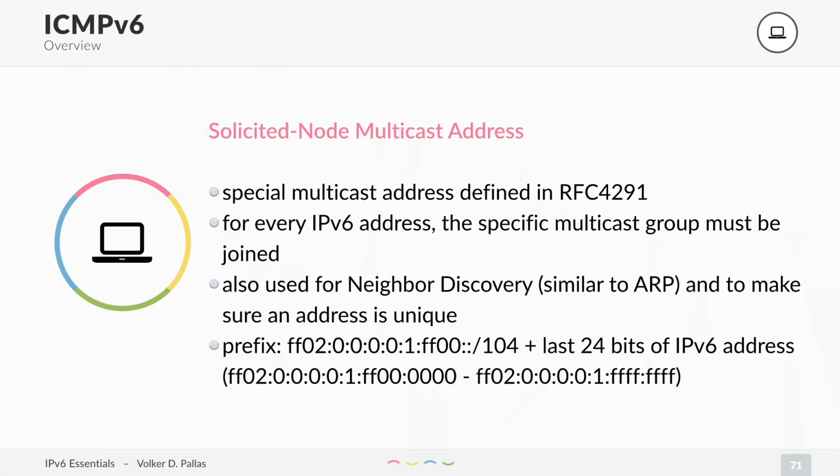As you can recognize, this is not unique. So there might be more hosts on this specific multicast group, but that's not a problem. This one is used for neighbor discovery, and it is used to make sure that your address is unique.